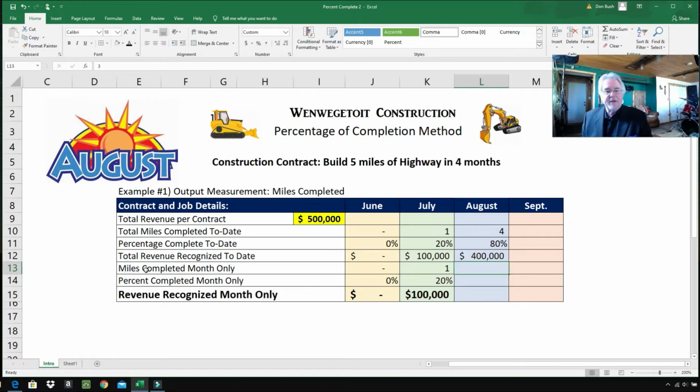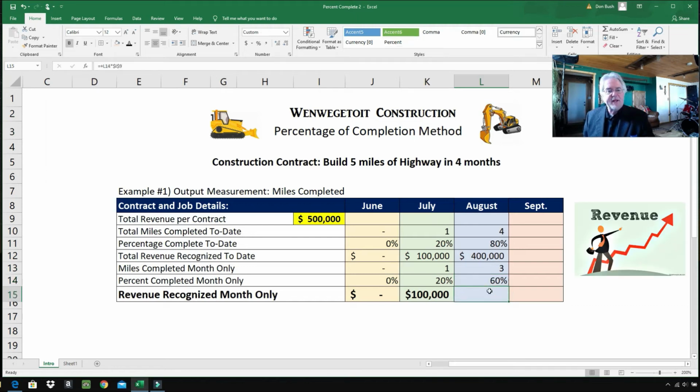Now, the miles completed during the month only. Well, during August, they completed 3 miles. And the reason why I know that is because in July they completed 1, and at the end of August they had a grand total of 4, so that means they must have built 3 in August. Percent complete during the month only. Well, in July they were 20% done. In August they were 80% done. So that means they must have completed 60% during the month of August.